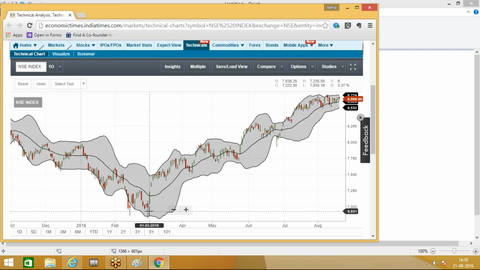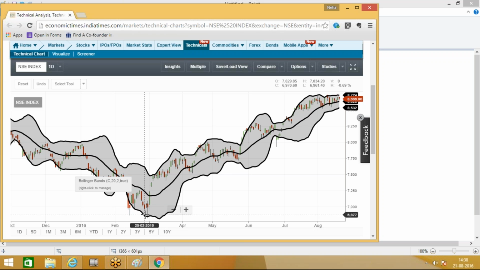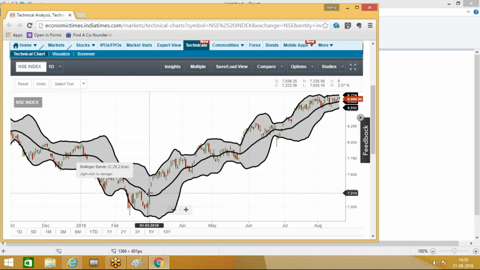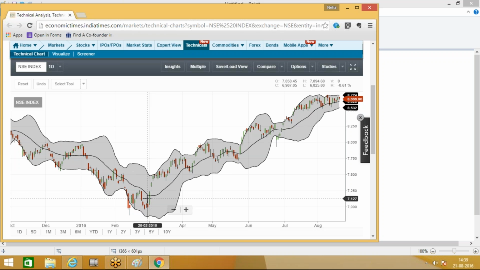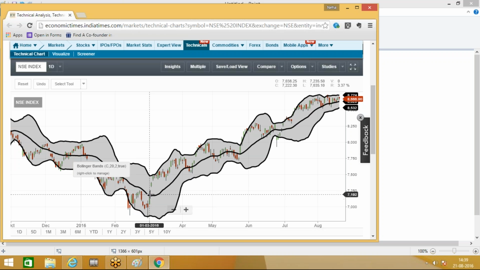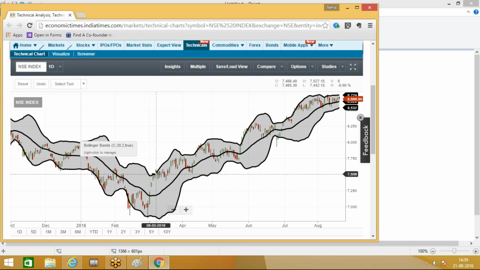Okay, so for example, once again, if you follow my cursor here, this was the budget day, the day the Nifty touched its low. The low point of the day was where the lower Bollinger Band was, and then it started moving up, and as soon as it crossed the 20-day moving average, that was the time when there was a buy signal technically. So if you had gone long at that time, then you can see the kind of returns that you could have made.